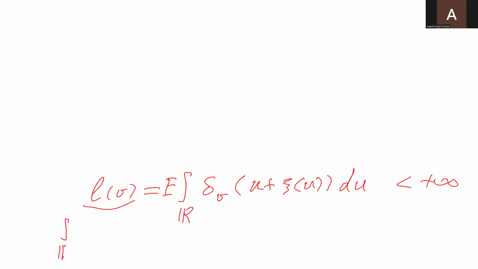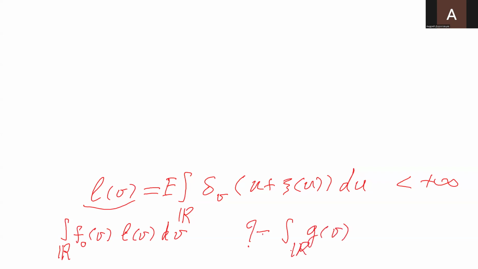Then, using the local time, one can reformulate our problems. We have the information like this: we have the integral of f0 L_v dv, and we want to know the integral of J_v L_v dv. And I claim that this is a problem which we already know.